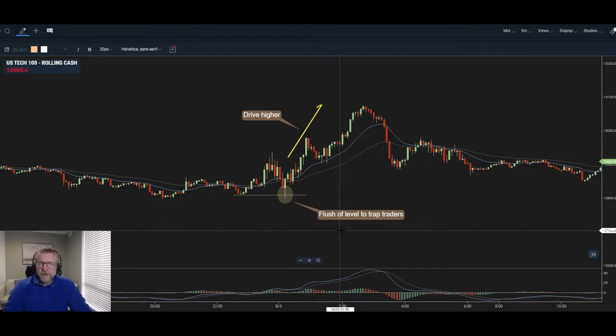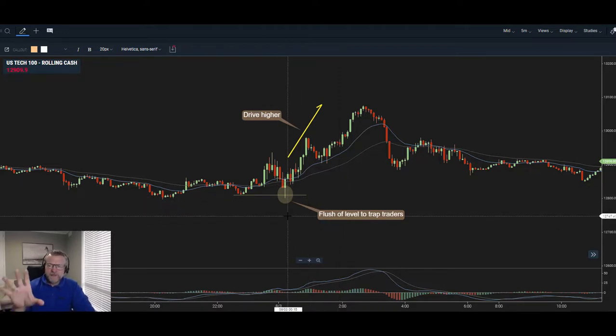It's more prominent on the US Tech, which we'll show you here, and the Dow. So you get that first hour of trading when the futures market opens, an hour before basically the underlying index opens, and then they will more than likely flush a level and then drive the opposite direction. So they're doing it for a few different reasons. We'll go through a couple of examples, but this is the first one you could see.